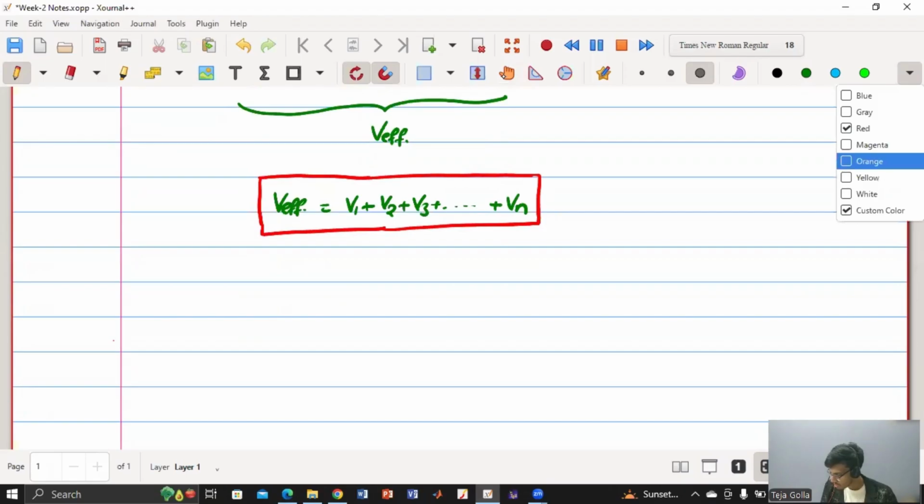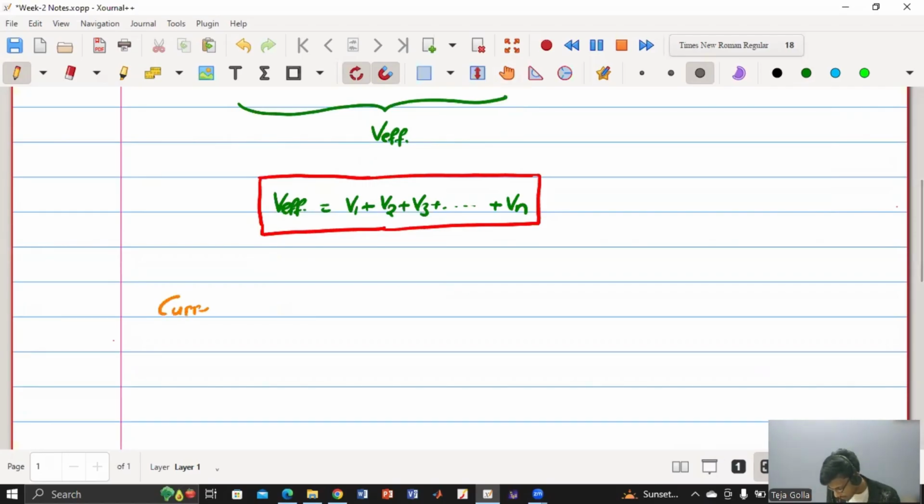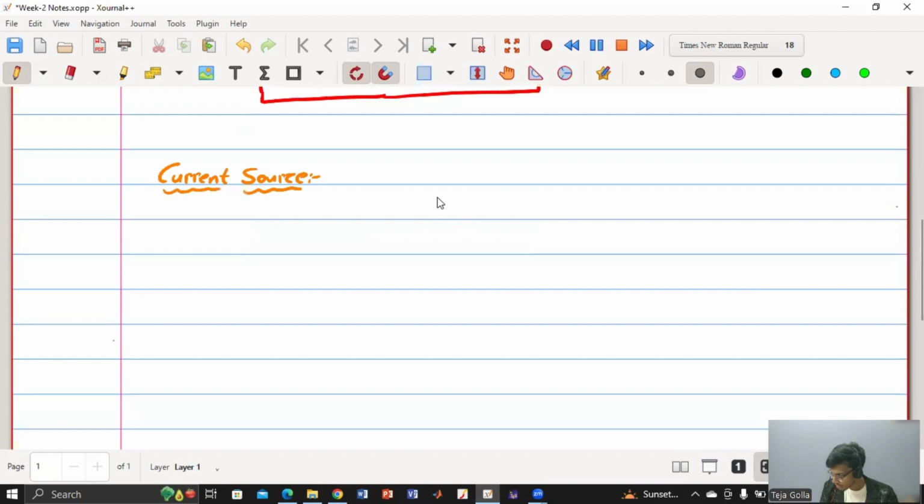Now let us go to the other aspect, which is the current source. We have also studied in our previous week that the current source is also one of the elements. So what happens if I connect multiple current sources in series? Let me consider one such scenario where we have current sources connected in series.